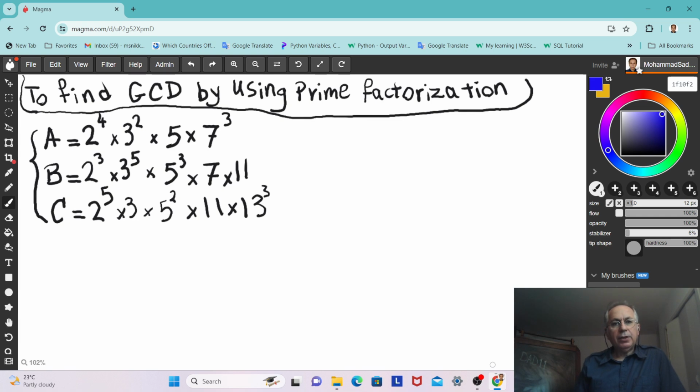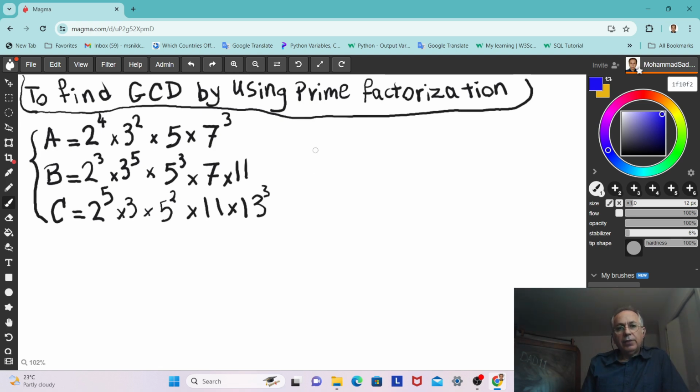Hello everybody, in this video I'm going to show you how to find the greatest common divisor by using the prime factorization. In the previous video you have already learned how to decompose any number to its prime factors. Now we want to use that. One of the applications of that is to calculate the greatest common divisor or GCD.